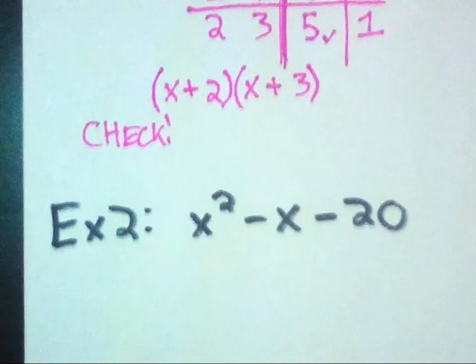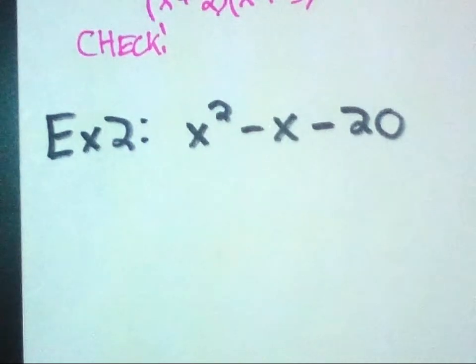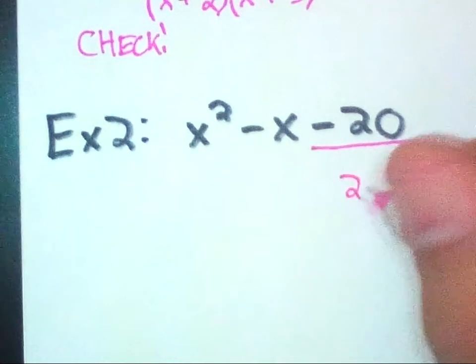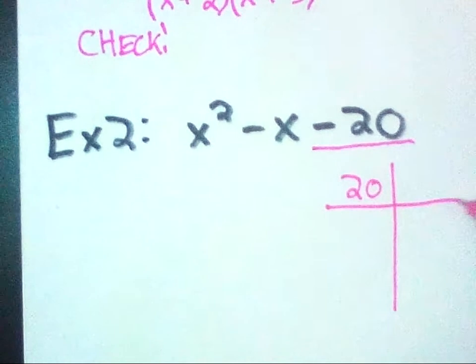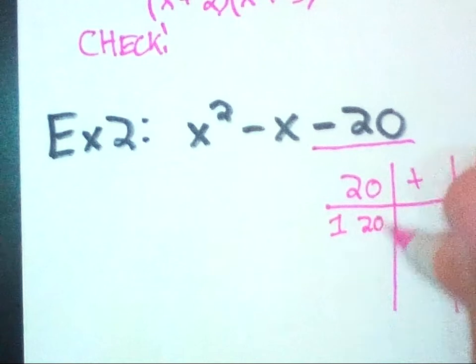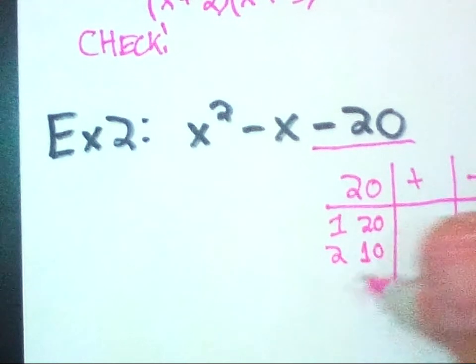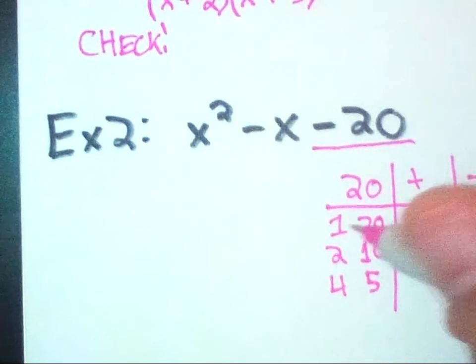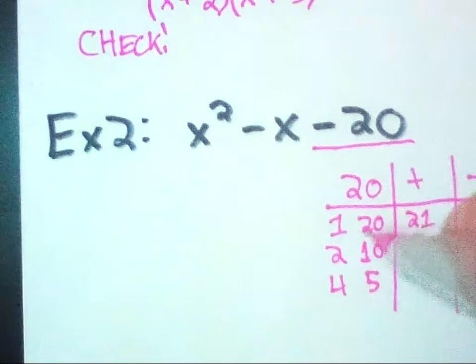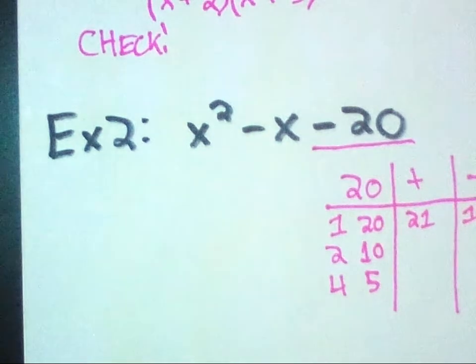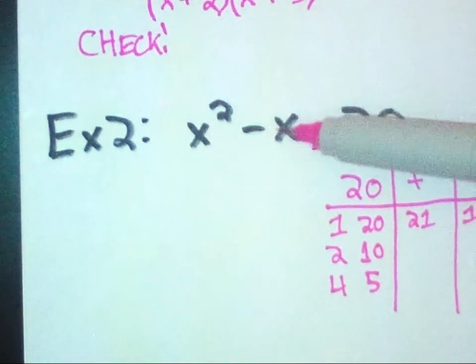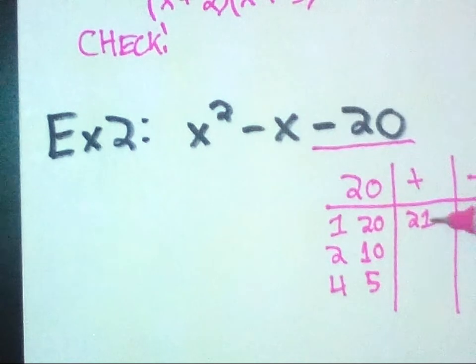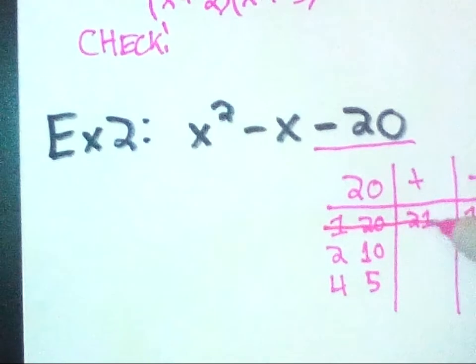X squared minus x minus 20. So again, we're going to go ahead and make a table for all the values of just 20. So we're looking for the factors of 20. So we're going to add and subtract them together. Well, there's always 1 and the number. There's 2 and 10. There's 4 and 5. And that's it. Okay. Well, 1 plus 20, that's 21. And 20 minus 1, that's 19. We're looking for 1. Specifically negative 1, but just 1 for now. Since that didn't produce a 1, that can't be the answer.